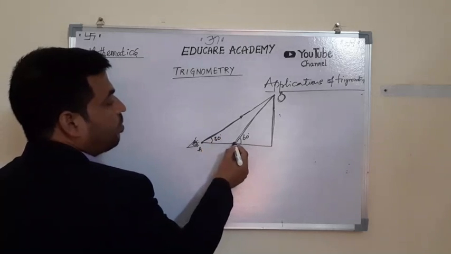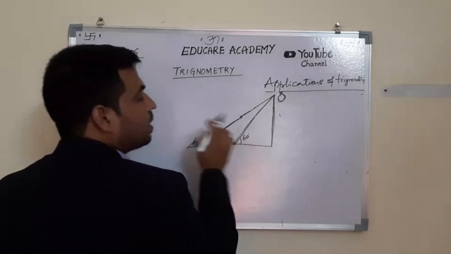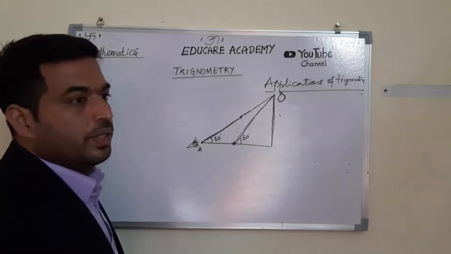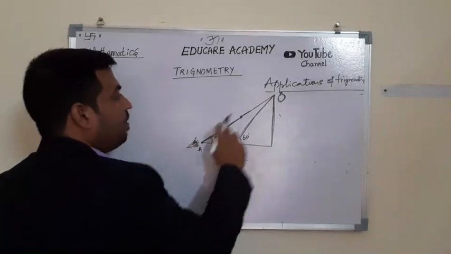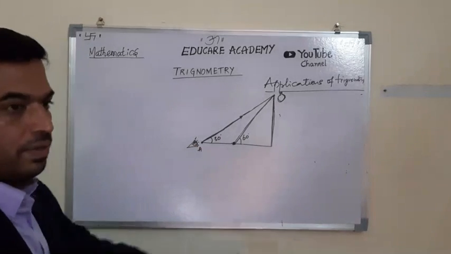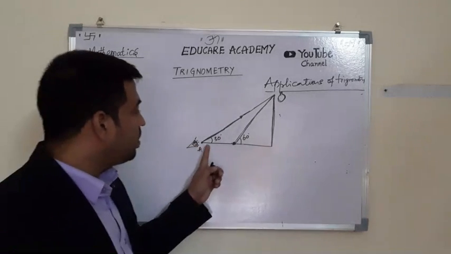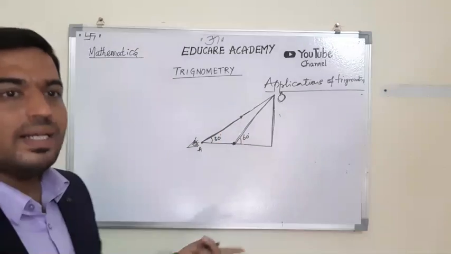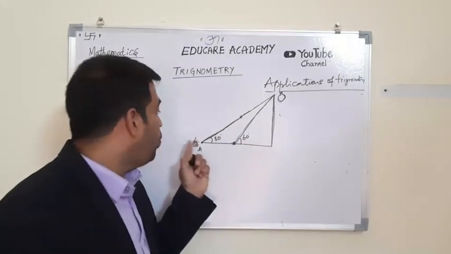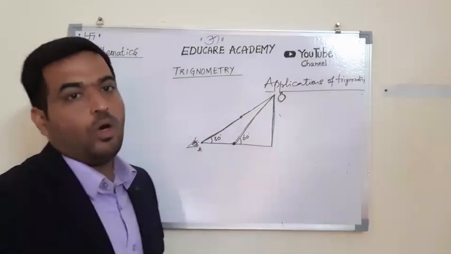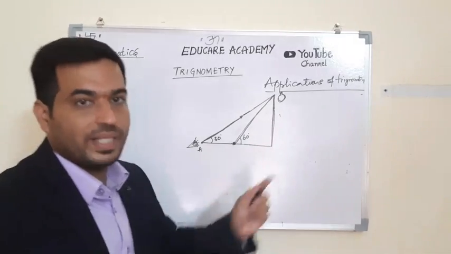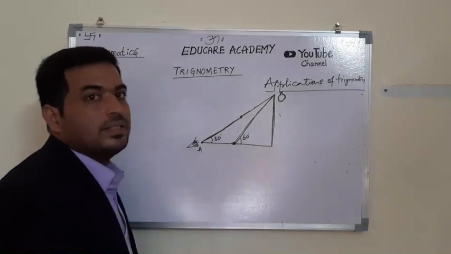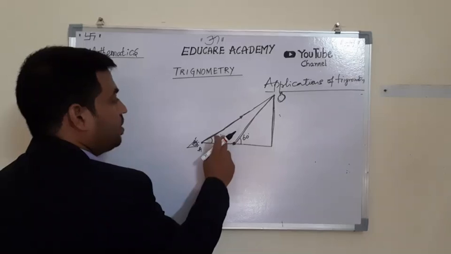So when you see it from this point of view, you will get 60 degree, and when you are at this point, you observe that the elevation is 30 degree. So what is elevation? Elevation is nothing but the angle between the horizontal and the line of sight. Line of sight is the line through which you observe any point or object. So the angle between the line of sight and the horizontal line is called the angle of elevation. So here the angle of elevation is 30, here 60.